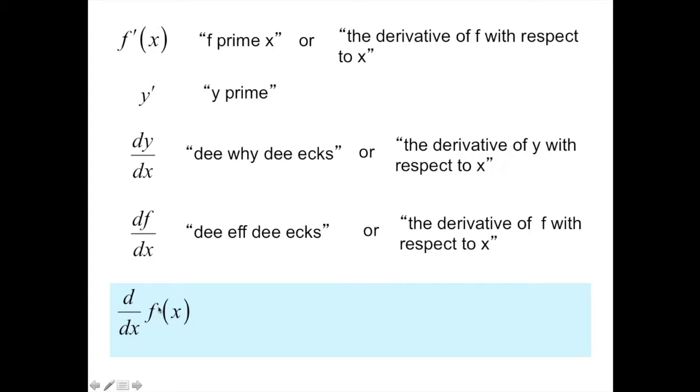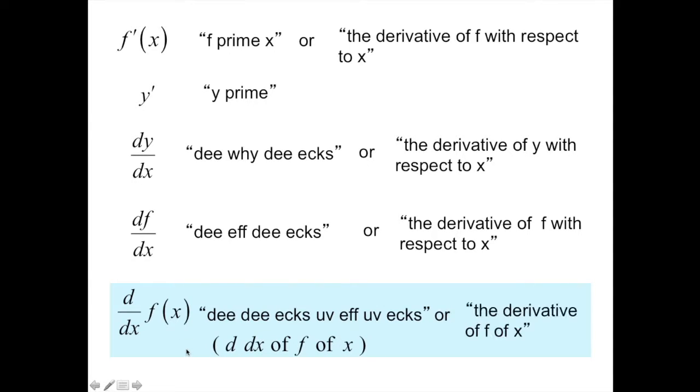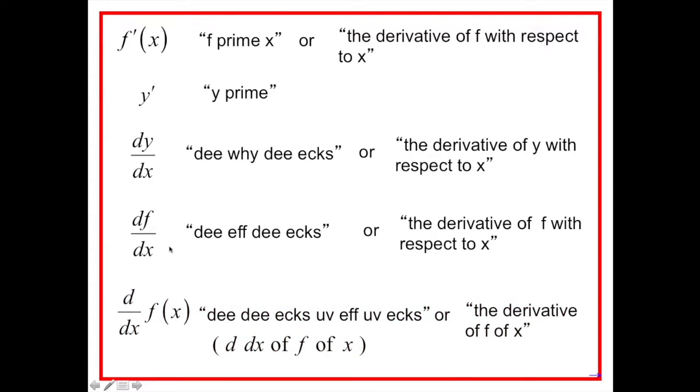And then we could use the full function notation, d dx of f of x, which is how we could say that as well. So those are the different notations you can use. They all mean the same thing: the derivative of f with respect to x. You can use any of those notations, but the top two or three are really the most popular ones to use.